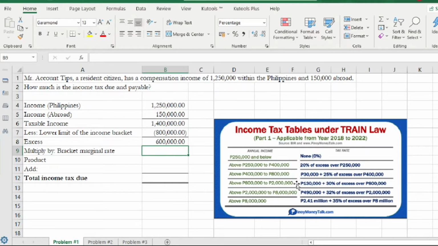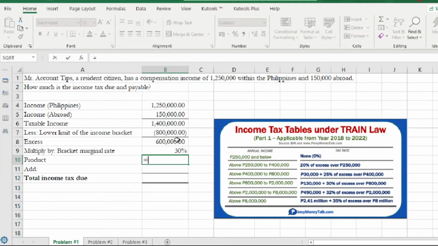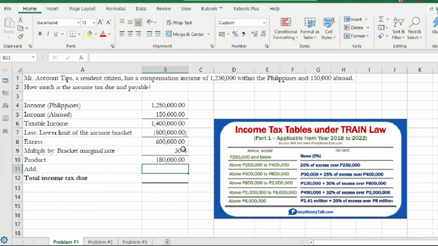Now, looking at the table, those taxable income above 800,000 to 2 million pesos have to use a percentage of 30%. So, we then multiply the 600,000 by 30%. So the product would be 180,000. Now this 180,000 represents the 30% excess over 800,000.